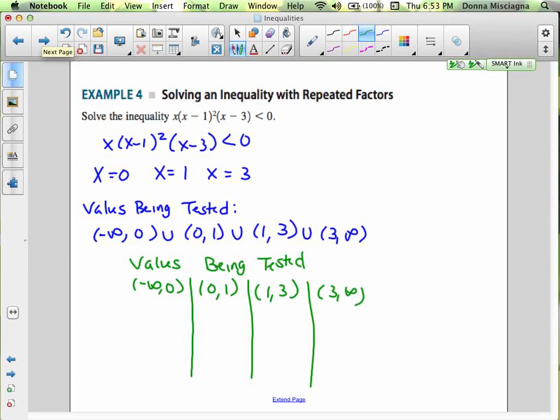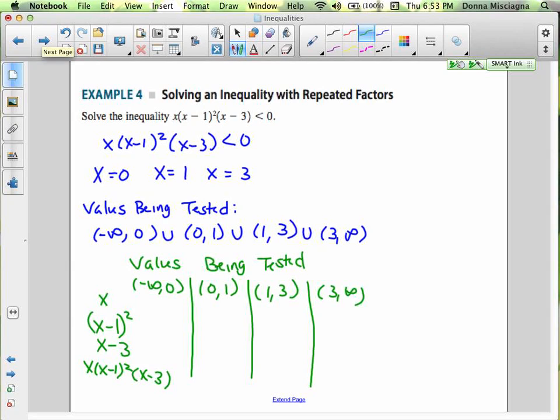And we're checking it in x, x minus 1, x minus 3, and then the whole product of x times x minus 1 squared. Oh, actually, I'm sorry, that'll make a difference. So that's not really x minus 1, it's x minus 1 squared. And so we have x times x minus 1 squared times x minus 3. And then we'll check it out in the product.